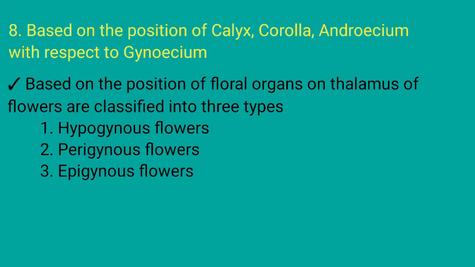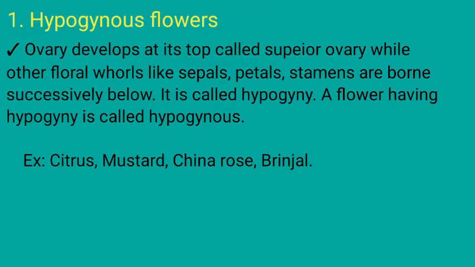The eighth type of classification of flowers is based on the position of calyx, corolla, androecium with respect to the position of gynoecium, which means based on the position of floral organs. On this aspect, based on the position of floral organs and thalamus, flowers are classified into three different types, such as number 1 hypogynous flowers, number 2 perigynous flowers, and number 3 epigynous flowers. Let's see the first one, hypogynous flowers.